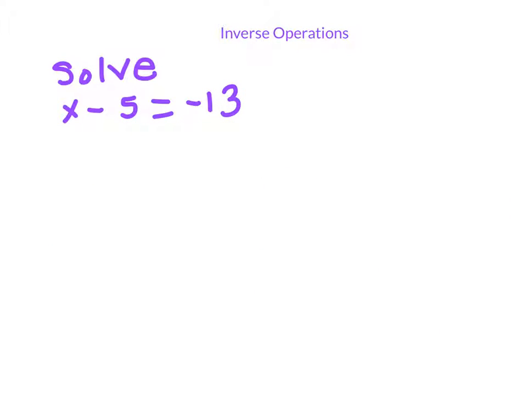Okay, so we're going to talk about inverse operations. Inverse operations are addition and subtraction. They cancel each other out, basically. They help you isolate one variable onto one side of the equation. If we look at our example here, which is solve x minus 5 equals negative 13, the first thing you have to do, and you do this when you're doing your homework, so please make a note of that, is you write out the original equation.